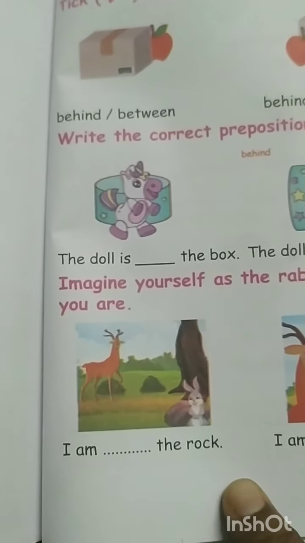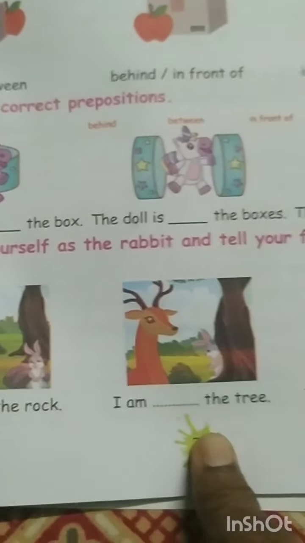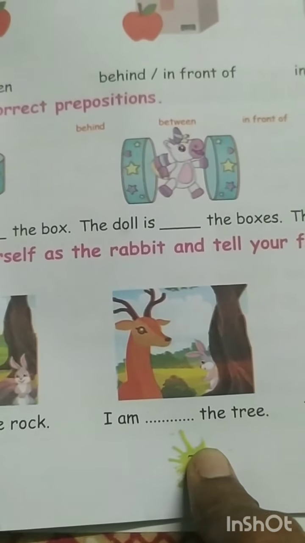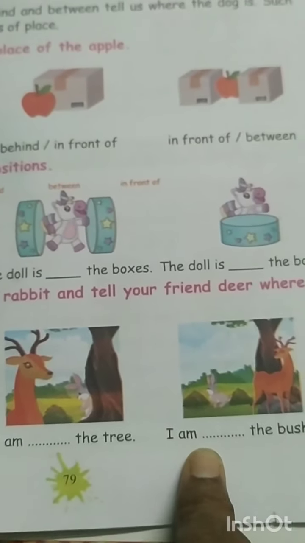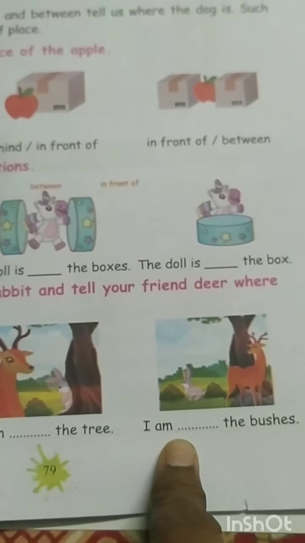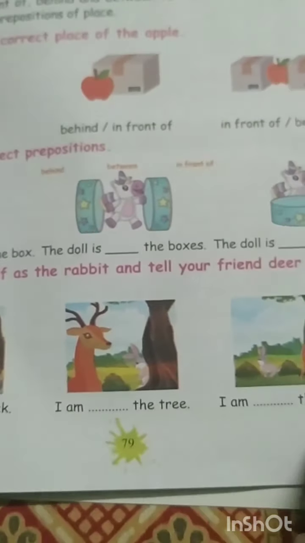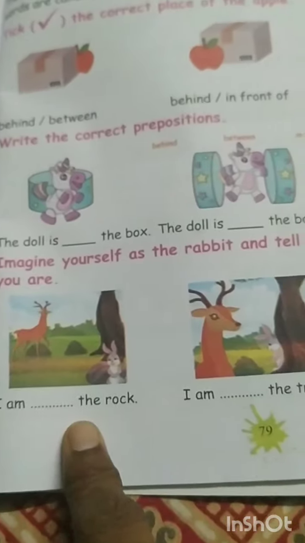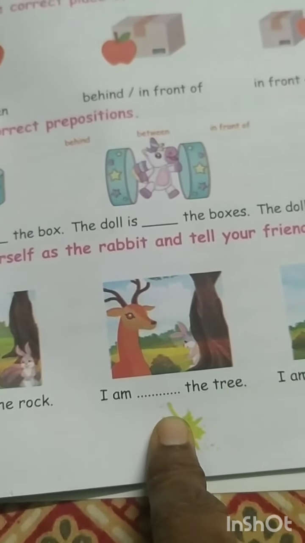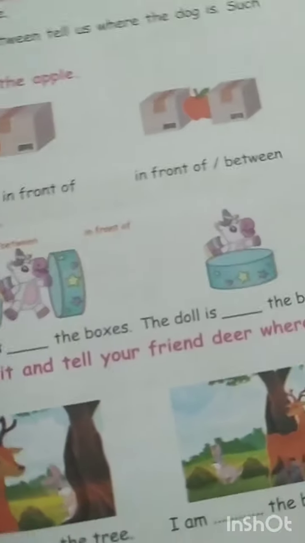I am in front of the rock. Then, I am behind the tree. Next, I am in between the bushes. This is the rabbit telling you the place where it is living. So first, I am in front of the rock. Then I am behind the tree. I am between the bushes.